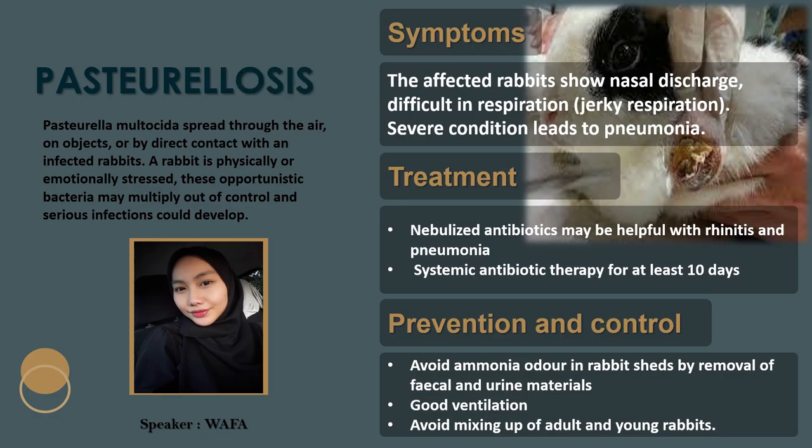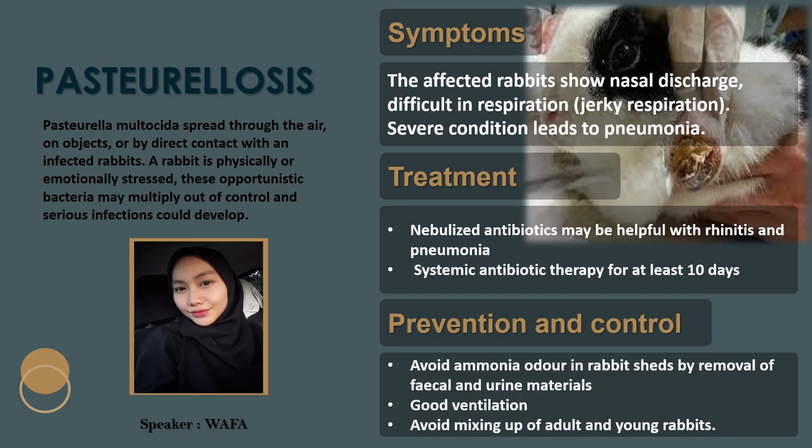Pasteurella multocida spreads through the air and objects or by direct contact with an infected rabbit. When a rabbit is physically or emotionally stressed, this opportunistic bacteria may multiply out of control and serious infections could develop. Symptoms: the affected rabbit shows nasal discharge, difficulty in respiration, jerky respiration, and a severe condition leads to pneumonia.